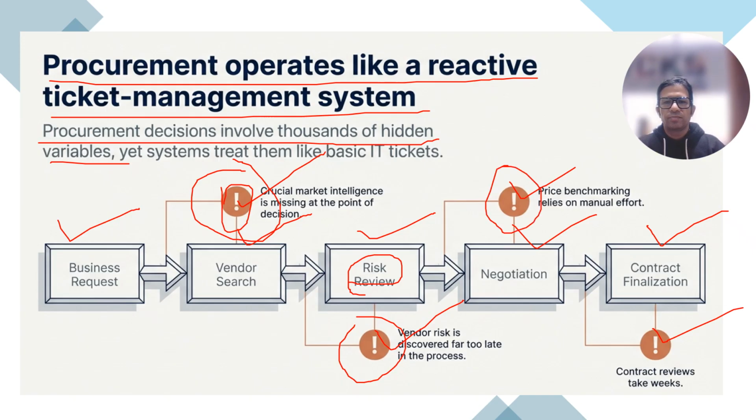Now see this one, negotiation. The third warning: price benchmarking relies on manual effort. So negotiation is happening without strong data. People compare last year's PO, some Excel, maybe a vendor quote, but that's not real benchmarking. And when benchmarking is manual, negotiations become inconsistent across teams and regions. See, Excel.